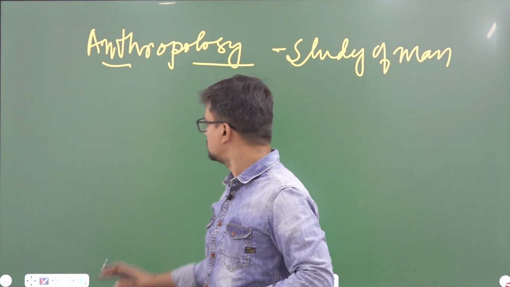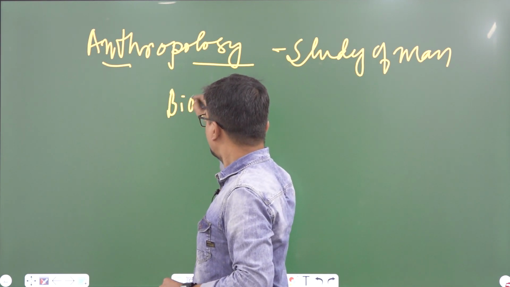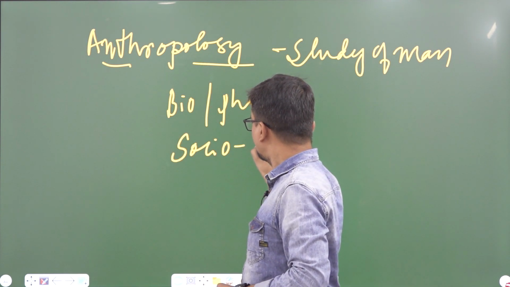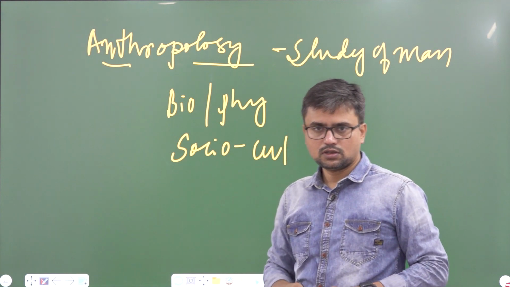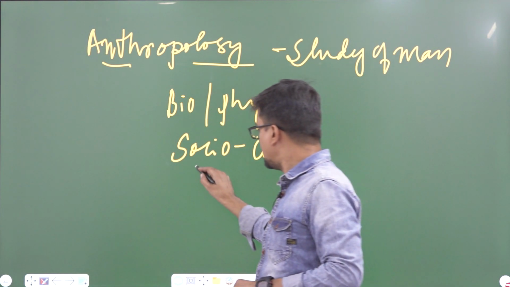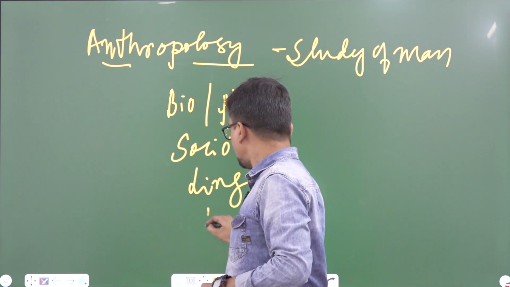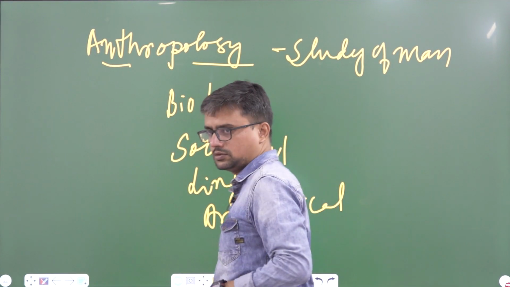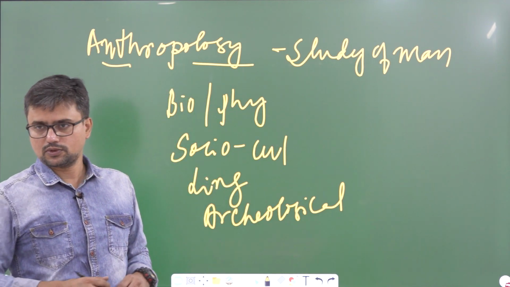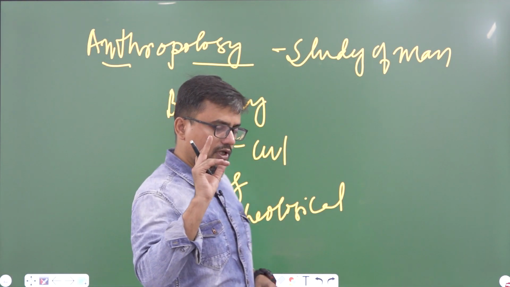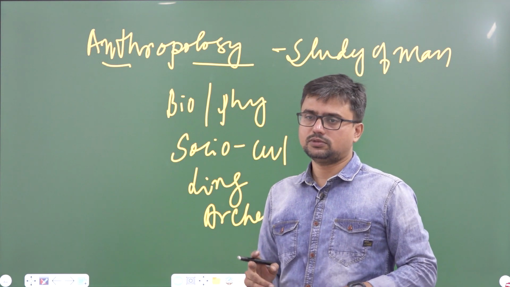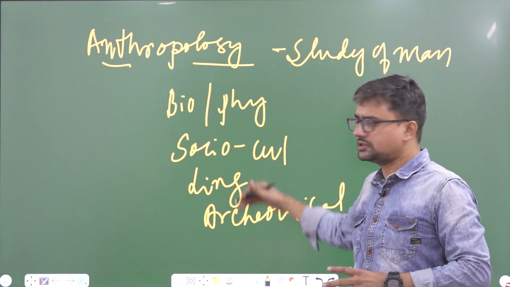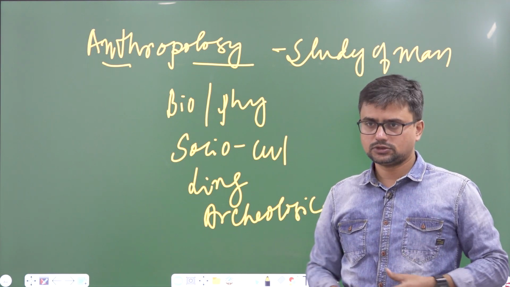Four-field approach: biological or physical, socio-cultural, linguistic, and archaeology. You have the 4 branches in your syllabus. The four-field approach, or the 4 branches of anthropology. If you take a UPSC syllabus, if you go to any university, all the 4 branches will be having equal weightage in the curriculum.